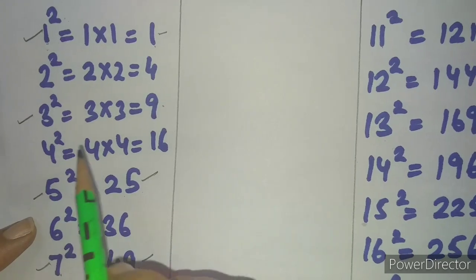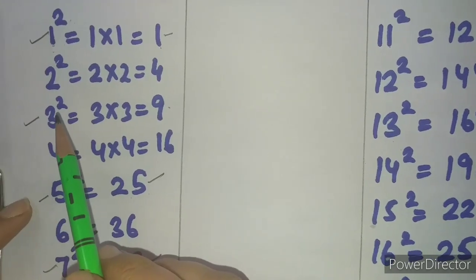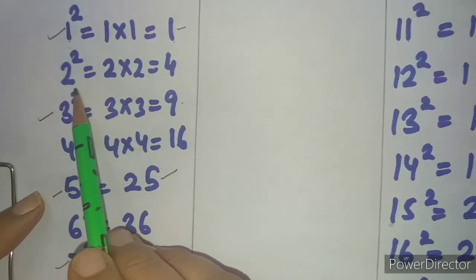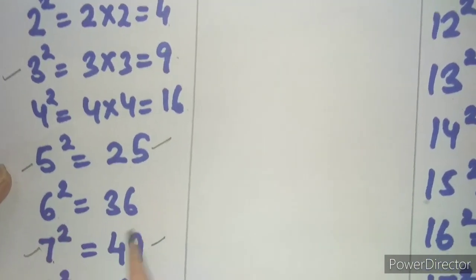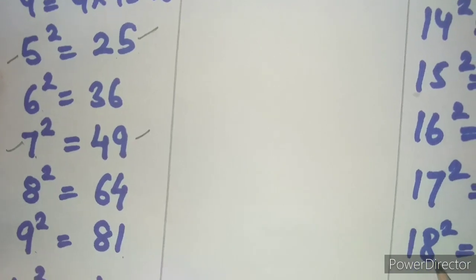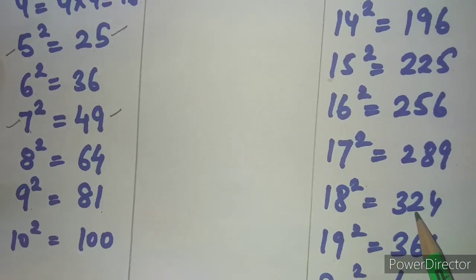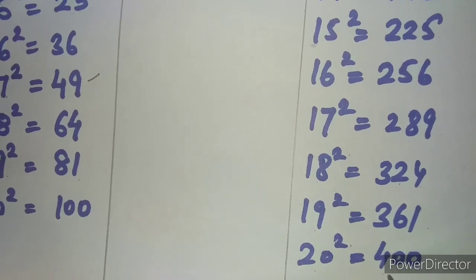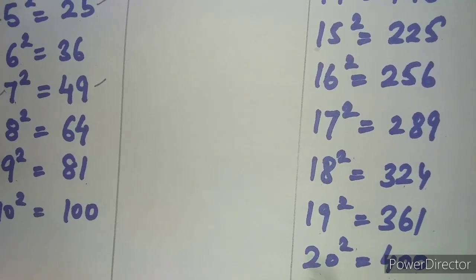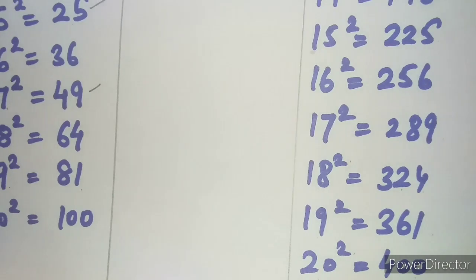Similar process repeats for the square of even number also. Square of even number is even, 2 square is 4, 4 square is 16, 6 square is 36, and so on. Just check here. 18 square is 324, both are even numbers. Same way 20 square is 400, both are the even numbers, right? So this was very interesting property.